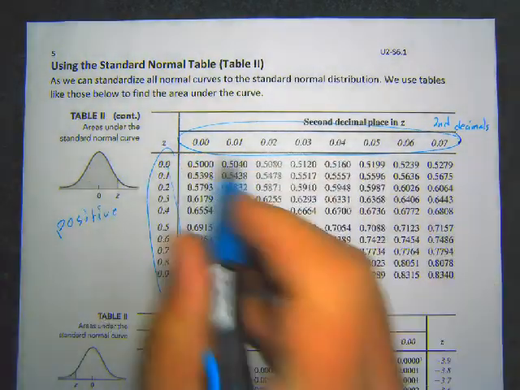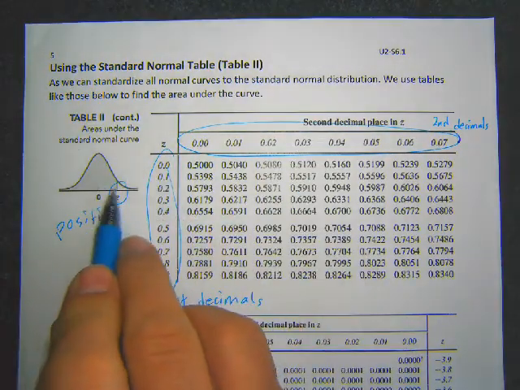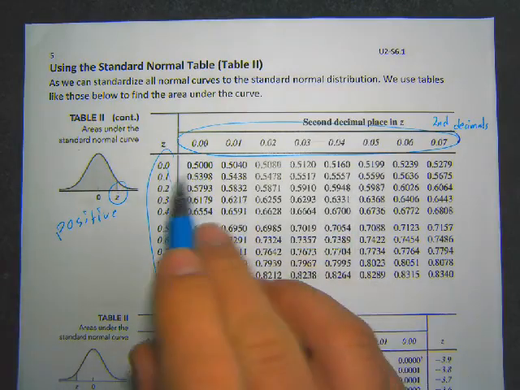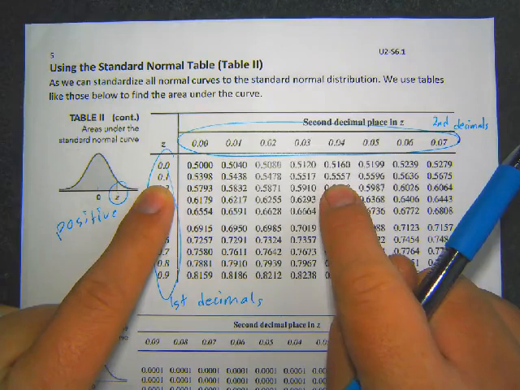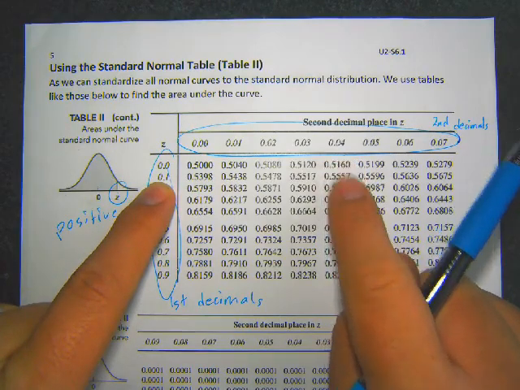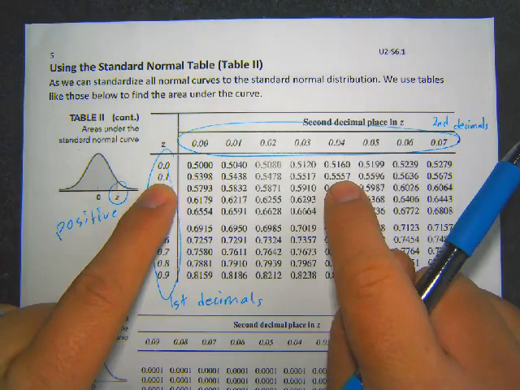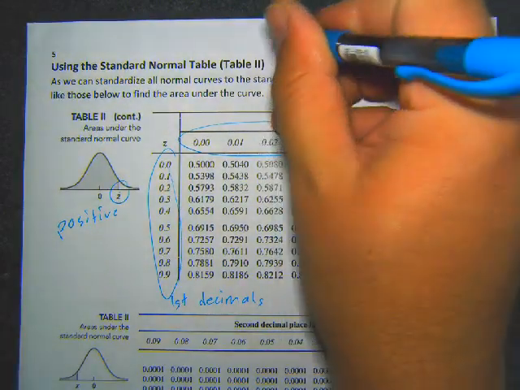Because these are positive z's. So z is positive. And again, notice that this chart is finding the area to the left. So it's only finding the area to the left. So when I did that 0.14 and found that 0.5557, that is the area to the left of 0.14. If I want the area to the right, well, I just subtract from 100 or 1, because remember 100% or 1 is the whole thing. So if you take away the area to the left, you'll get the area to the right. But that's the idea. So this chart always gives us area to the left.